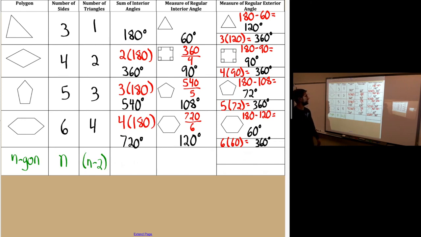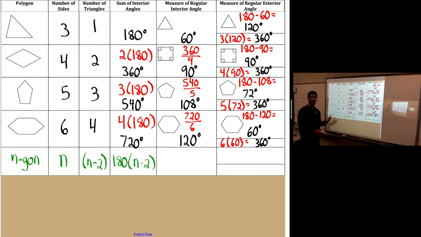To find the sum of the interior angles, look what we did here in red. We did 2 times 180, 3 times 180, 4 times 180. So 180 is in everything. Where are we getting this 2, 3, 4? Well, it's the number of triangles in each polygon, isn't it? Therefore, what I can do is I can take the number of triangles, which is n minus 2, and multiply it by 180 to give me the sum of the interior angles. I'm just going to switch it around, and I'm just going to do 180 times n minus 2. Either way, it's the same equation.